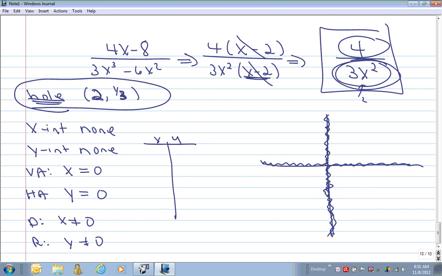Let's go ahead and do our t-table, and again we're going to plug things into this reduced equation. So since we want to go left and right of our vertical asymptote, let's plug in 1. When we plug in 1 for the x, just so you know, we'll get 4/3, which is 1 1/3. So we plug in 1, would be 1 1/3, right here. We could also plug in 2. When we plug in 2, we're going to end up with 1/3. So at 2, we would end up with 1/3.